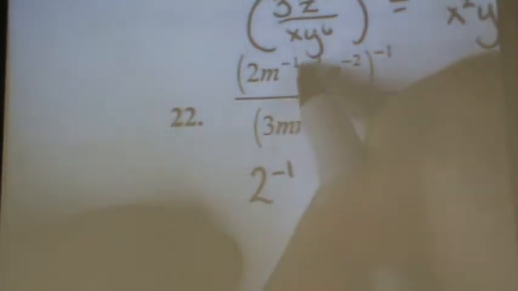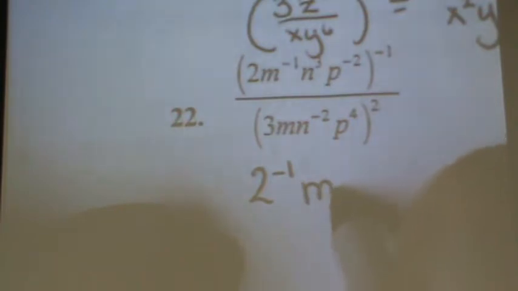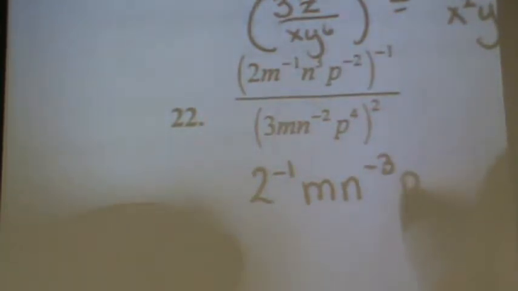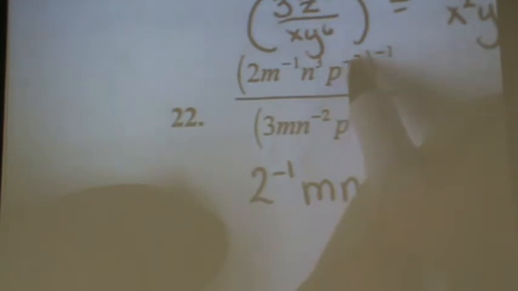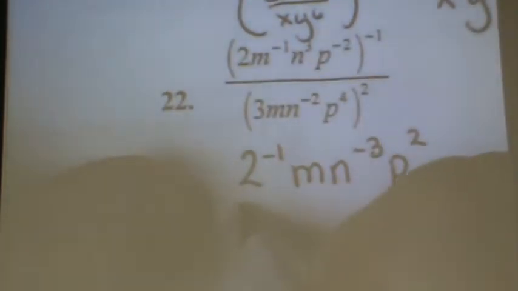Next, 22. You can distribute negative 1 to each of these. So it's 2 to the negative 1 power. And then this would be m to the positive 1. Negative 1 times negative 1 is 1. And then you have n to the negative 3 power and p to the positive 2 power. Because a negative 2 times negative 1 is positive 2.